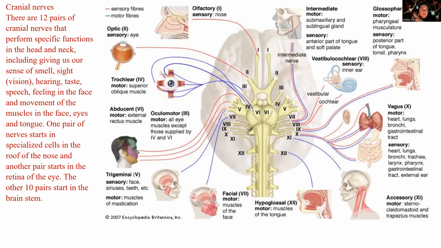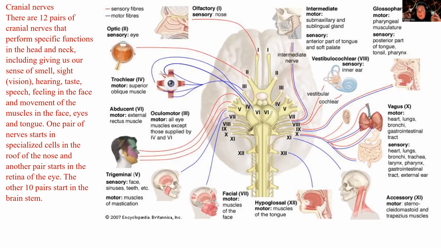There are 12 pairs of cranial nerves that perform specific functions in the head and neck, including giving us our sense of smell, sight, vision, hearing, taste, speech, feeling in the face, and movement of the muscles in the face, eyes, and tongue. One pair of nerves starts in specialized cells in the roof of the nose, and another pair starts in the retina of the eye. The other 10 pairs start in the brain stem.